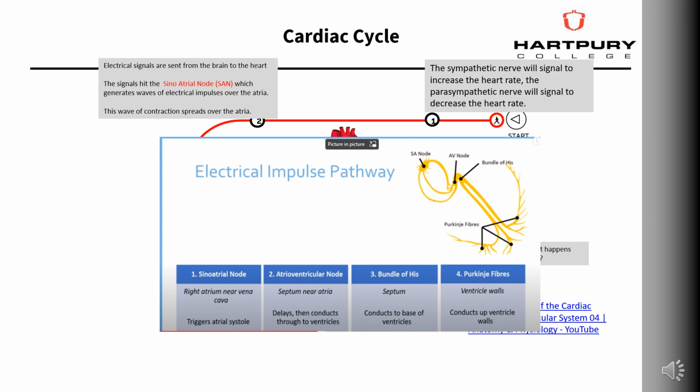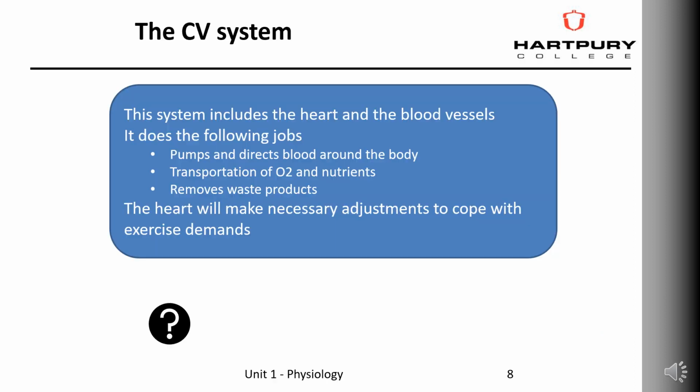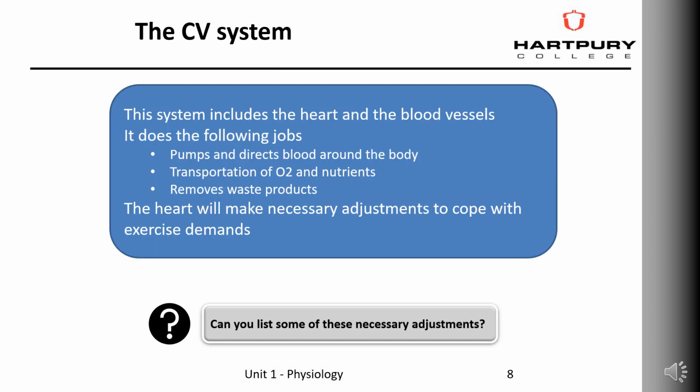We've got SA nodes, okay, the impulse travels to the AV node, it's delayed, and then once it's ready, it will move into the bundle of His and then the Purkinje fibres. So the CV system then, the main reason it does increase or decrease heart rate, okay, it's to pump and direct blood around the body, to transport O2 and nutrients, and to remove waste products.